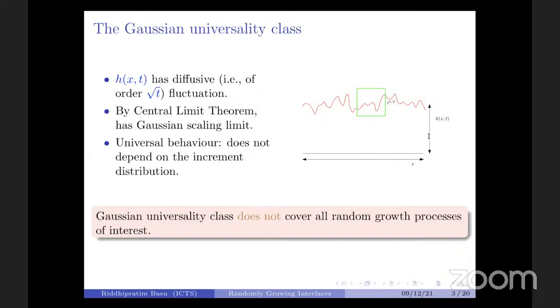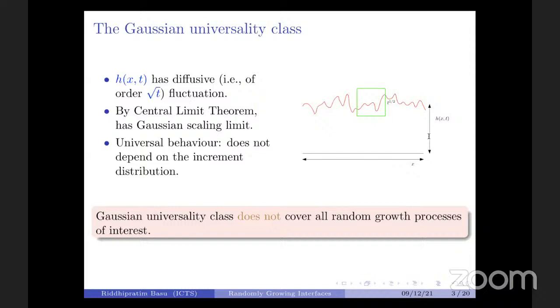So this is an example of the so-called Gaussian behavior. What is important here is that the square root t scaling, and the fact that the limit is Gaussian, does not depend on the microscopic details of the model. It does not depend on what particular increment distribution you chose. As long as it's IID with finite variance, the square root t scaling and the Gaussian limit will remain the same. This is an example of universal behavior, in particular the ubiquitous Gaussian universality class, which occurs pretty much everywhere in probability as well as in the real world.